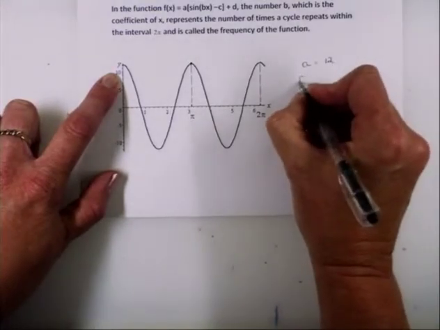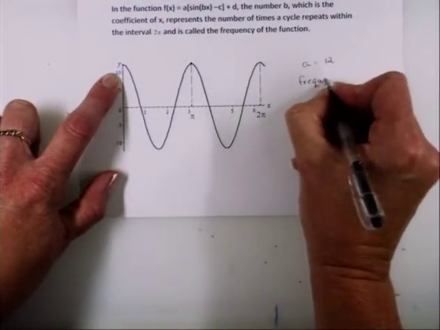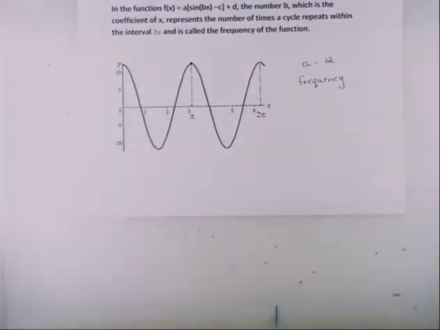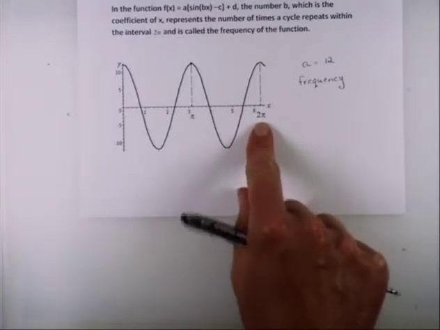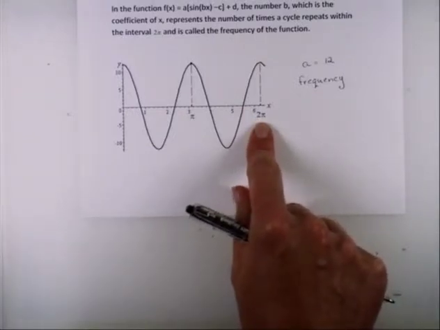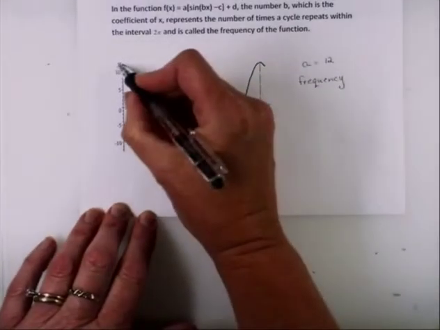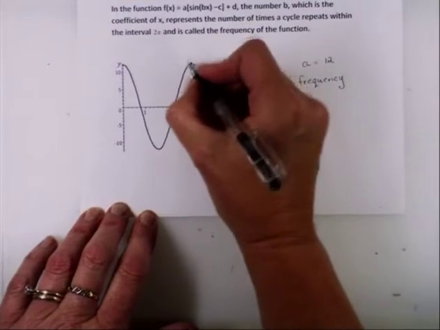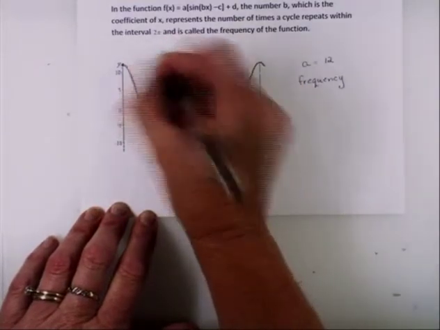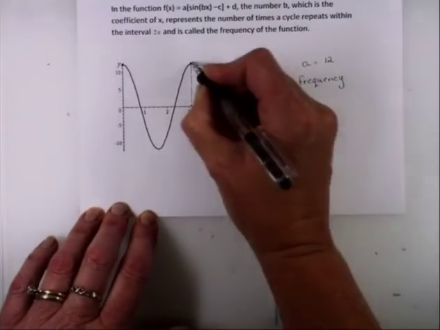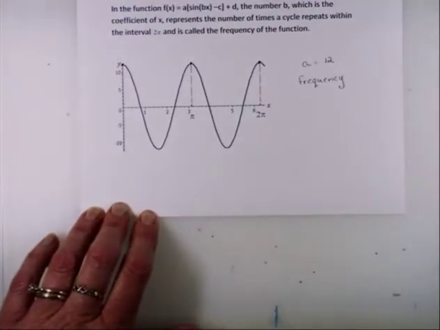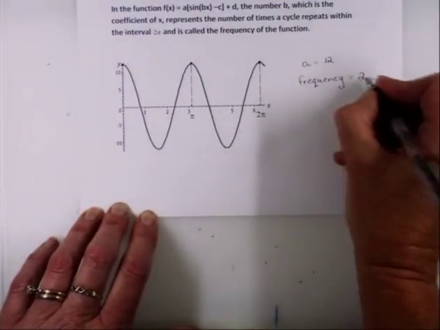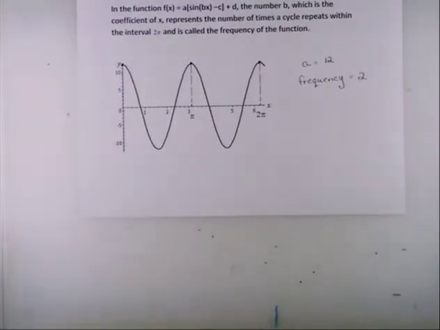All right, frequency is how many complete cycles we get through before we get to 2 pi. Now we're going to do this the easy way first by just looking, and then in a minute I'll show you a way to calculate it. So here is one complete cycle. From maximum point to maximum point, there's one cycle of the cosine function. If I go again, by the time I get to 2 pi, I have completed 2 full cycles. So my frequency for this particular graph is 2. And again, we'll talk about how to calculate that in just a minute.